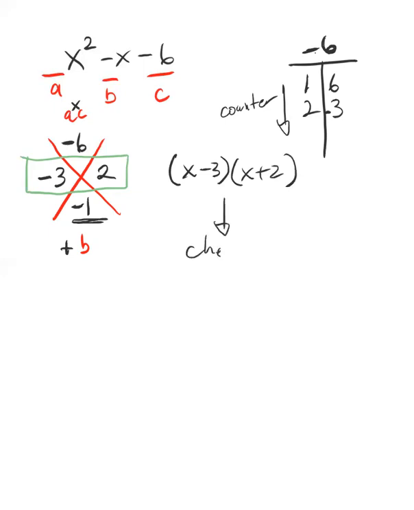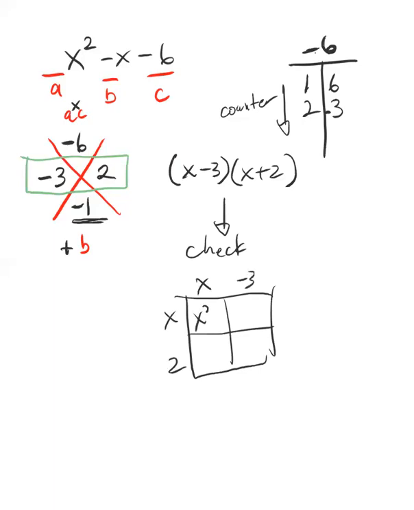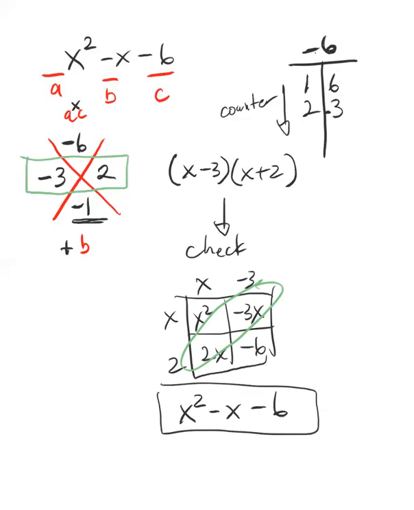So we can go ahead and check our work. I can multiply this out again: x squared, negative 3x, 2x, negative 6. Our diagonals are our like terms. If I combine all these, x squared minus x minus 6. Okay. All right, one more.